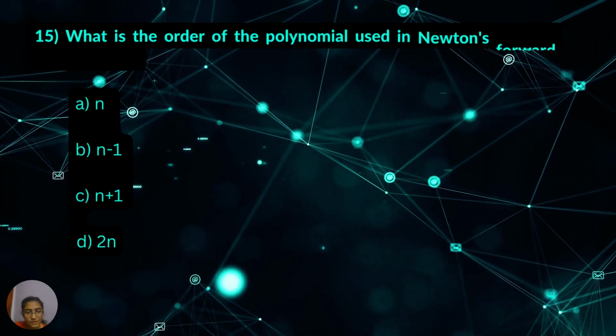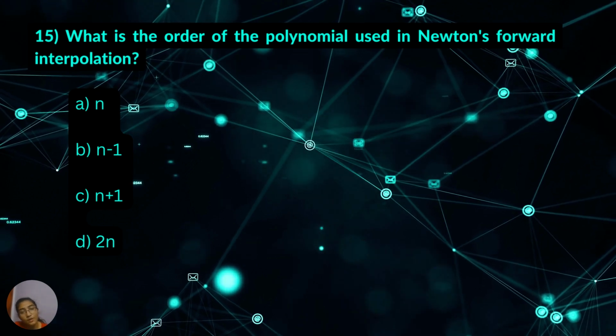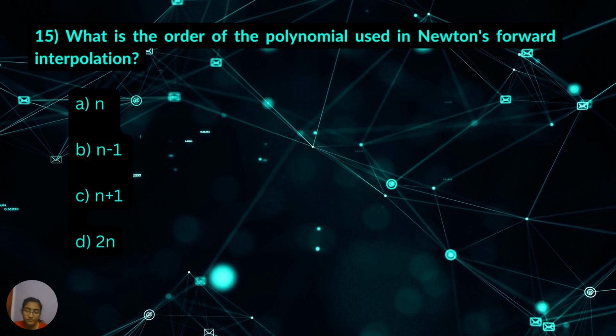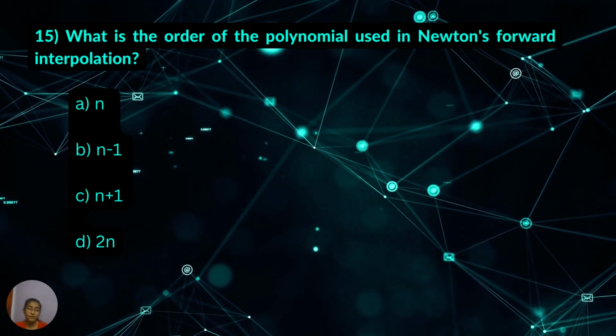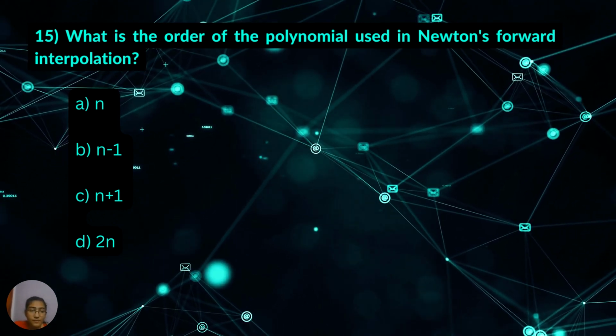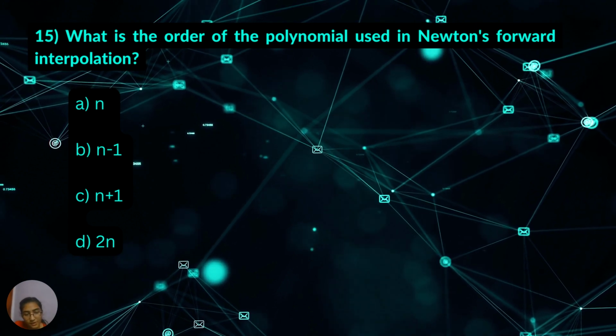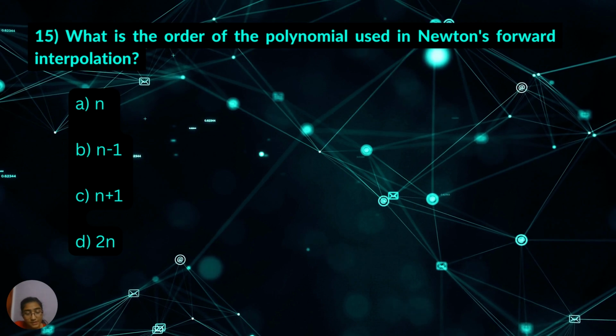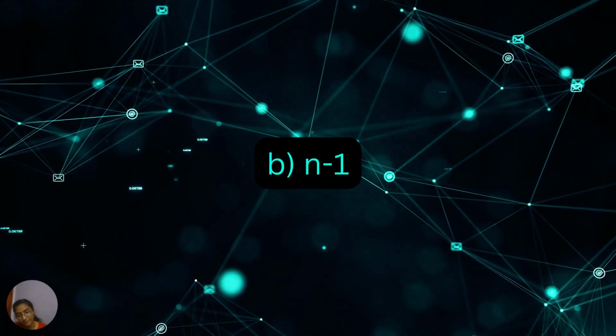Now the next question is, what is the order of polynomial used in the forward interpolation? The polynomial we create in the Newton forward difference interpolation, what will be its order? Okay, so the order in Newton's forward difference interpolation is n minus 1.